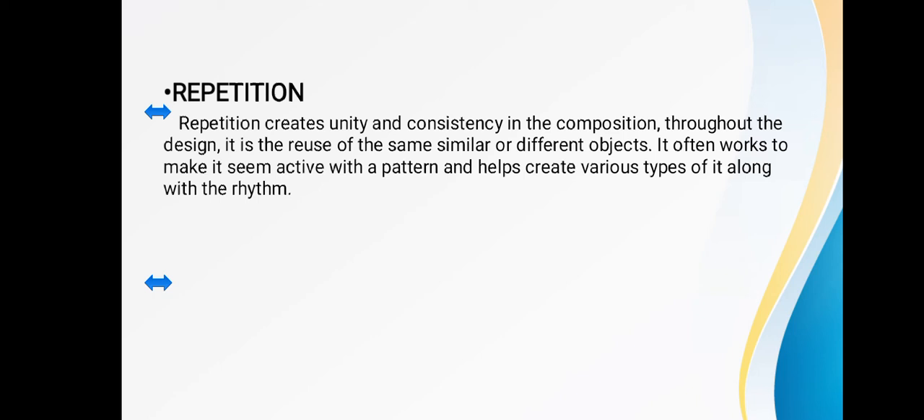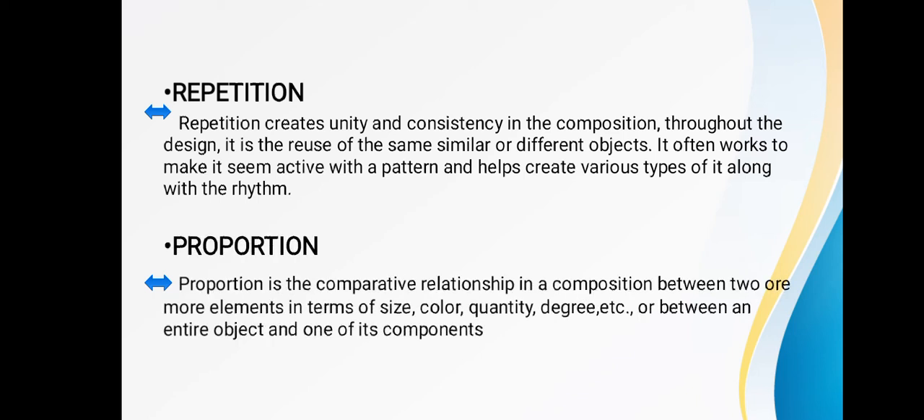Next is proportion. Proportion is the comparative relationship in a composition between two or more elements in terms of size, color, quantity, degree, etc., or between an entire object and one of its components.